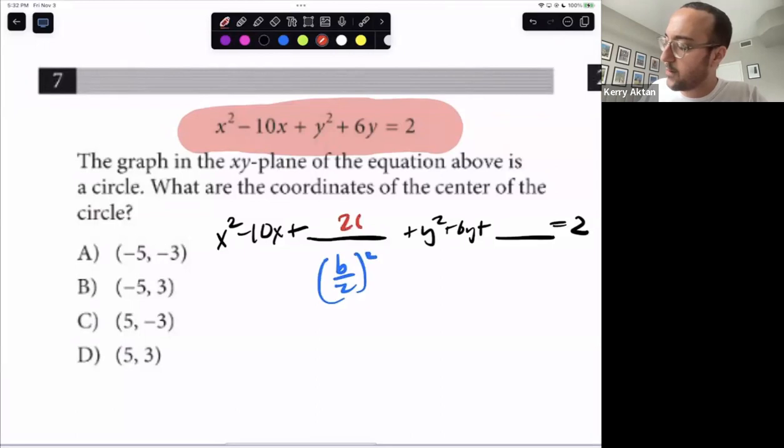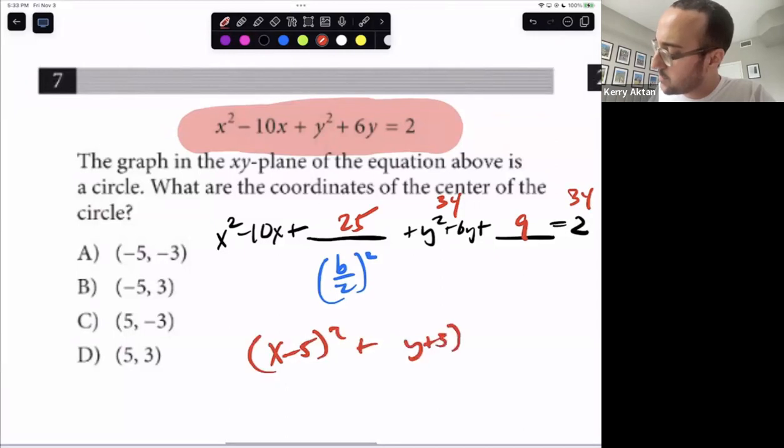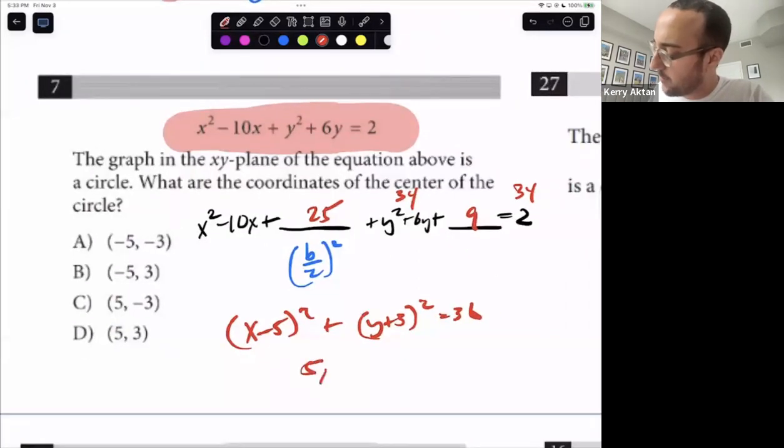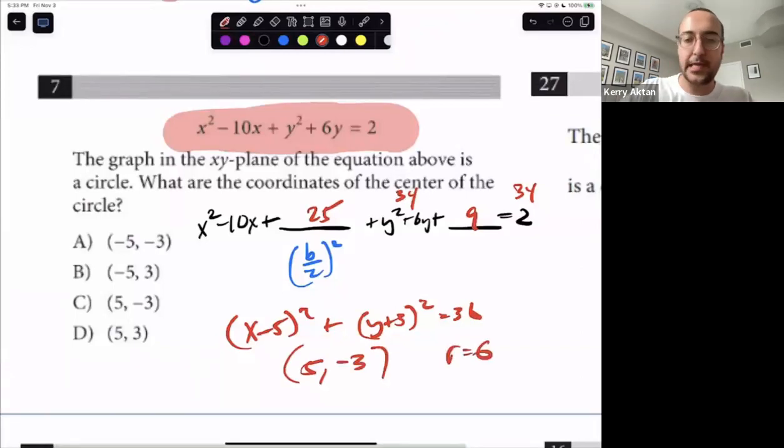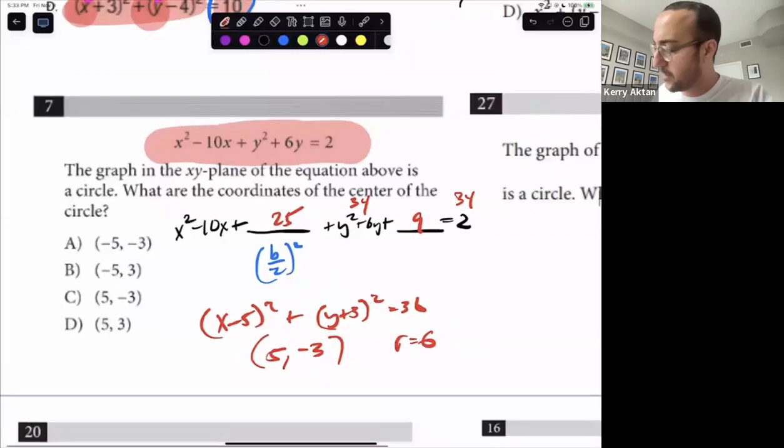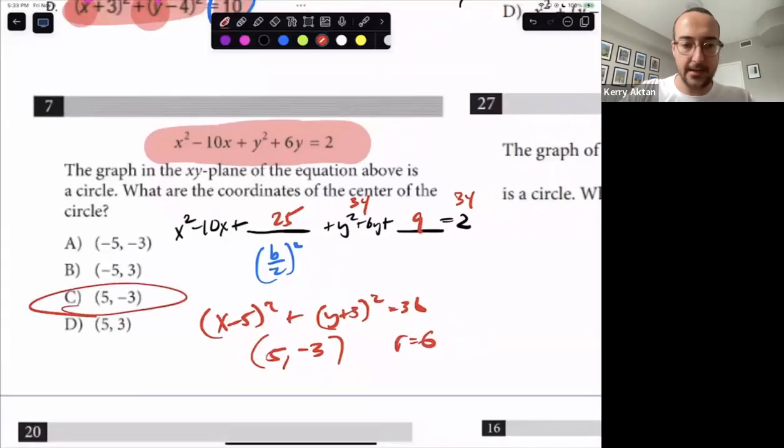Brooke knows that you're adding 25 here, you're adding 9 here, and if you added 34 to the left side, you must add 34 to the right side. That's (x - 5)² + (y + 3)² = 36. That's the center (5, -3) and a radius of 6. Tiago, please tell me we have that down. Please. The answer is C.